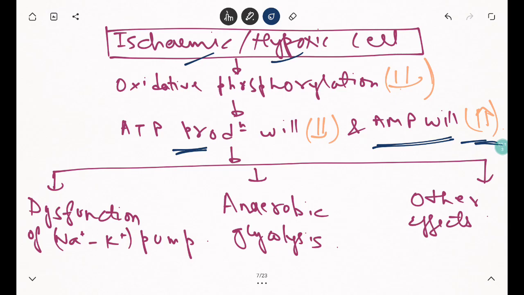So now what will happen? The decrease of ATP production will lead to three effects: dysfunction of the sodium potassium pump, anaerobic glycolysis, and other effects. Let us try to understand one by one. First is dysfunction of the sodium potassium pump. What is the function of the sodium potassium pump? It throws out 3 sodium ions outside and takes in 2 potassium ions inside. This is the normal function of the sodium potassium pump.